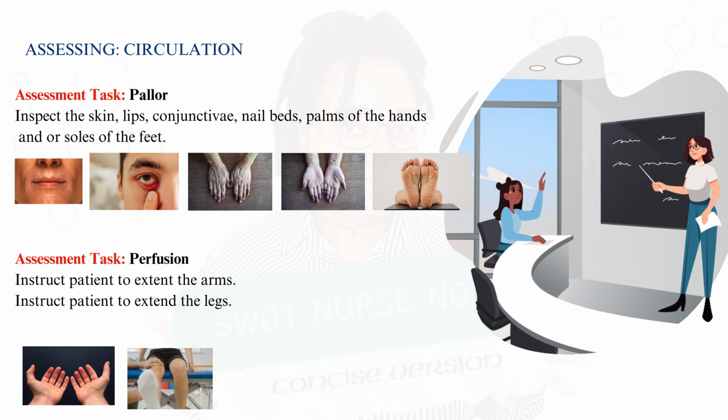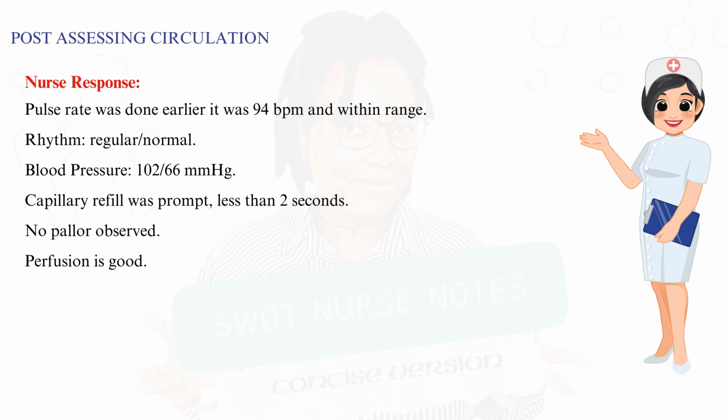To conclude this section, I would say, pulse rate was done earlier, it was 94 beats per minute and within range. Rhythm regular. Blood pressure was 102/66 millimeters of mercury. Capillary refill was prompt, less than 2 seconds. No pallor observed. Perfusion is good.